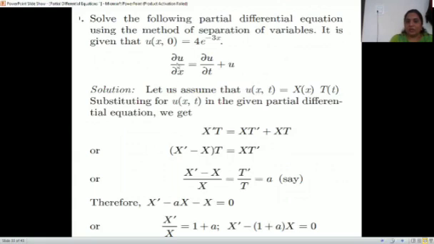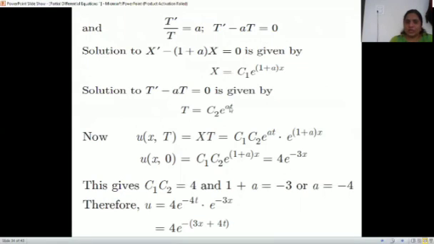So dou u by dou x will be X dash. With respect to x means only X dash. So X dash T is equal to X T dash plus u, which is nothing but XT. Solving that, we get X dash minus X into T is equal to X T dash. So separating X and T, we get X dash minus X upon X is equal to T dash upon T, that is, X dash upon X is 1 plus a, and T dash upon T is equal to a.